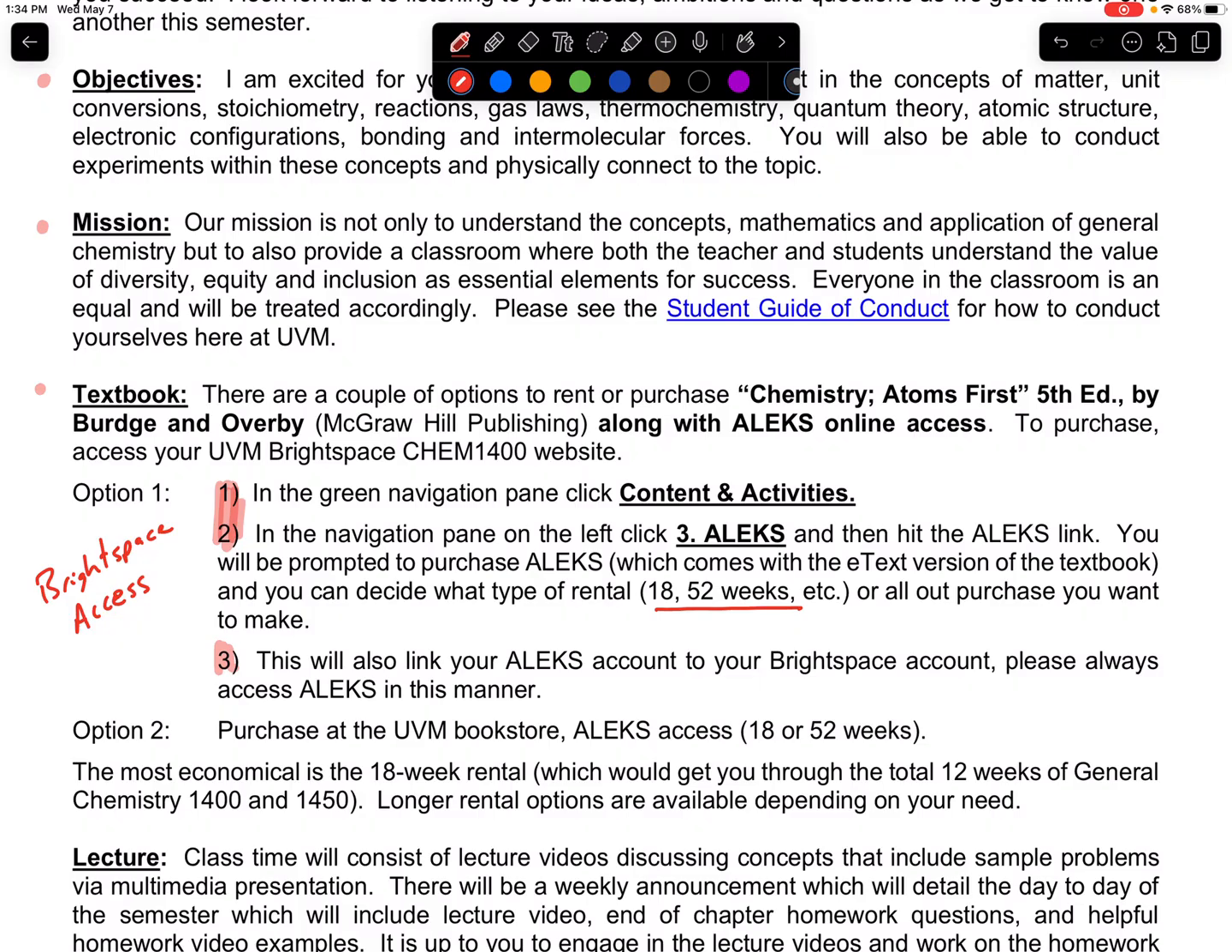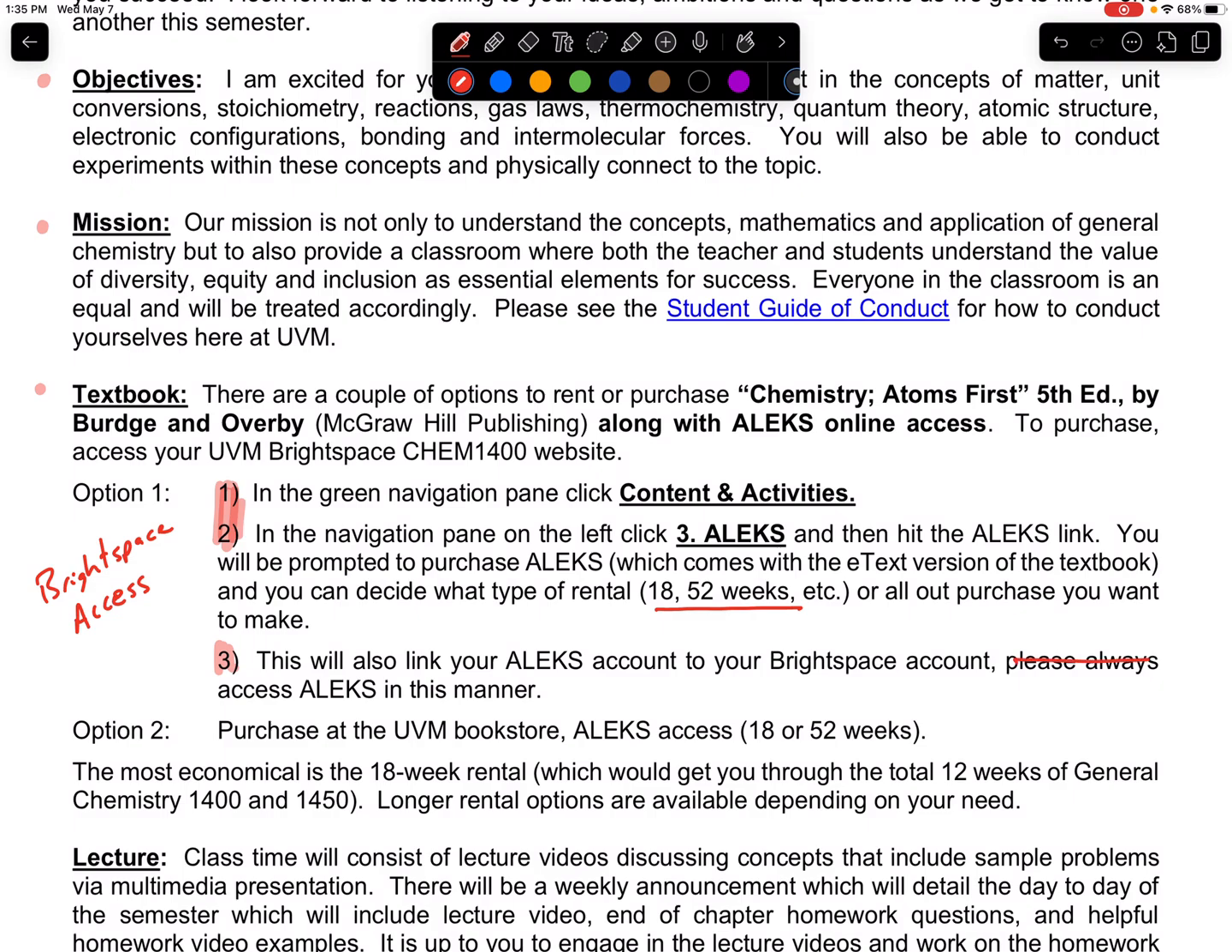If you're planning to take the second half of this course maybe later in the semester, especially if you're at UVM, then you might want a longer subscription. But you have the choice. And then once you sign up for the choice and make your payment, then you have access to the Alex part of the course. Please remember that this is the way to access.